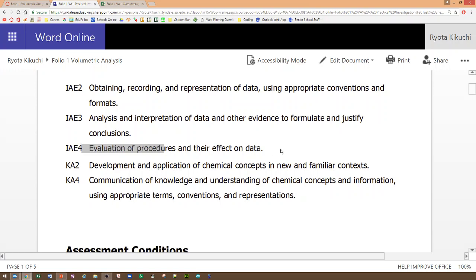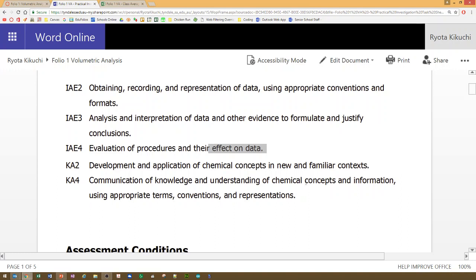IA4, evaluation of procedures and their effect on data. Make sure when you evaluate what you've done, you reflect that to the data that you got. If you're suggesting improvements, make sure you talk about the results. How would the change that you might make affect the data? You can do both, evaluation of procedure and improvements. Make sure you talk about how it will affect the data.